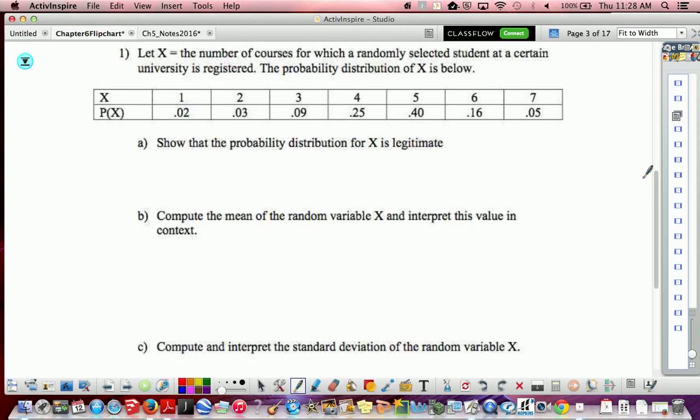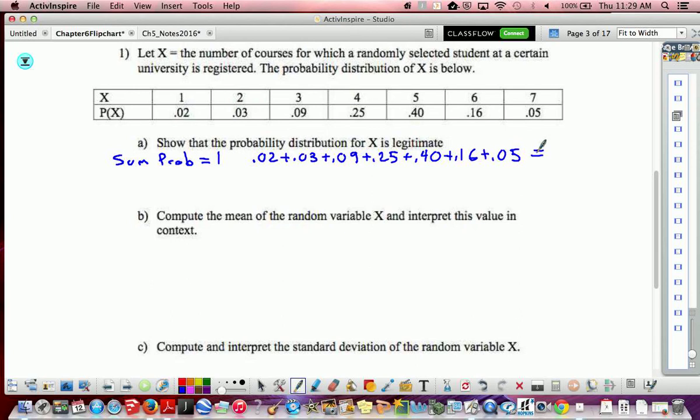So in question A, it says show that the probability distribution is legitimate. What 2 things must be true for it to be legitimate? They have to add up to 1. So does the sum of the probabilities equal 1? Well, let's find out. What's 0.02 plus 0.03 plus 0.09 plus 0.25 plus 0.40 plus 0.16 plus 0.05?